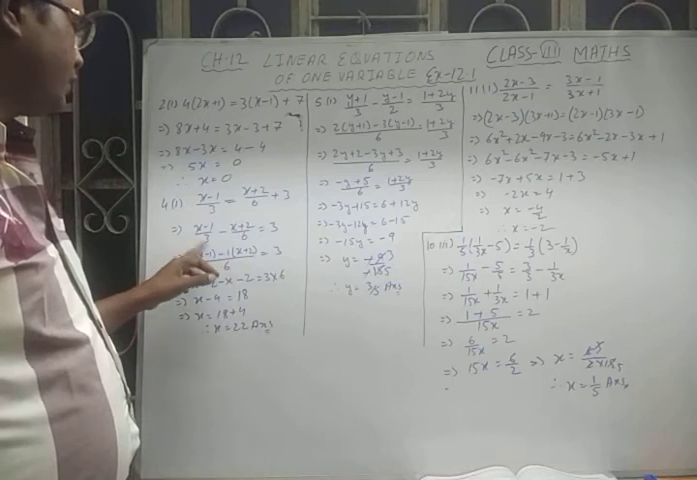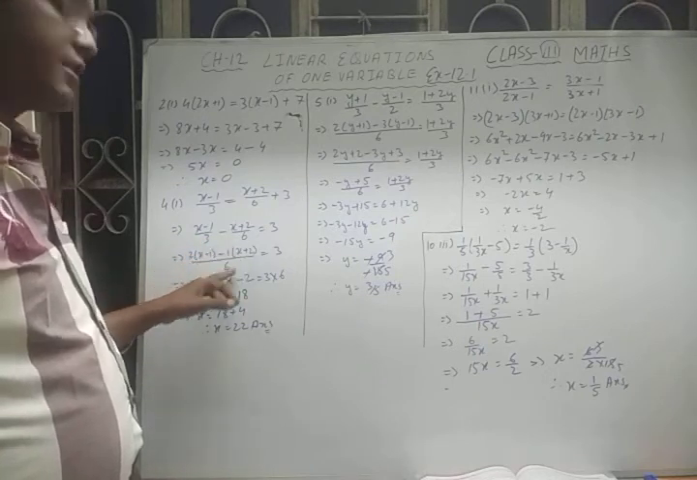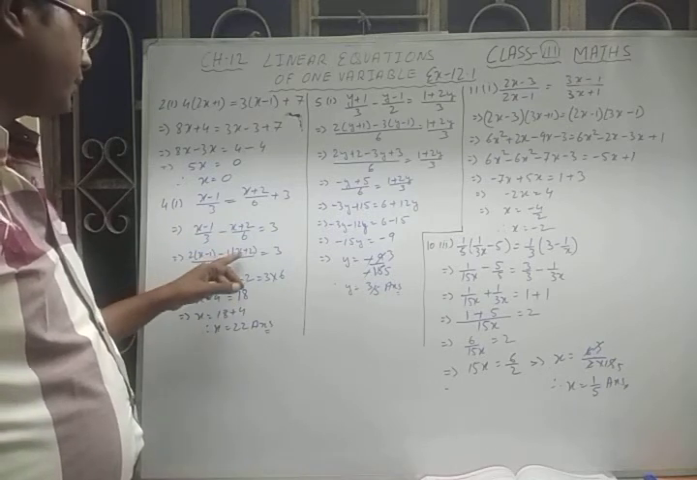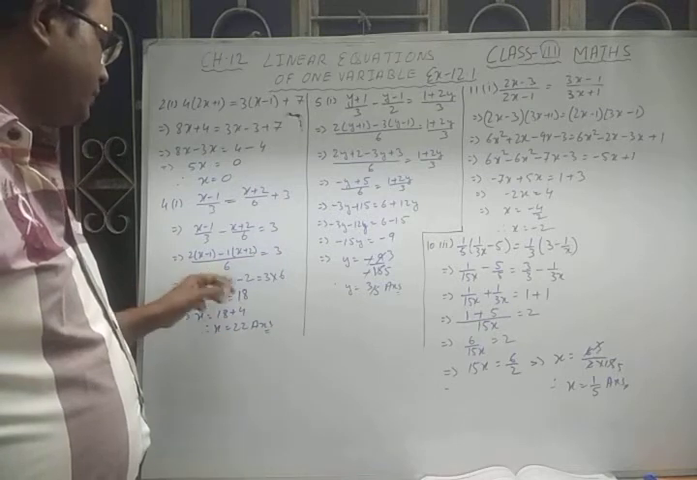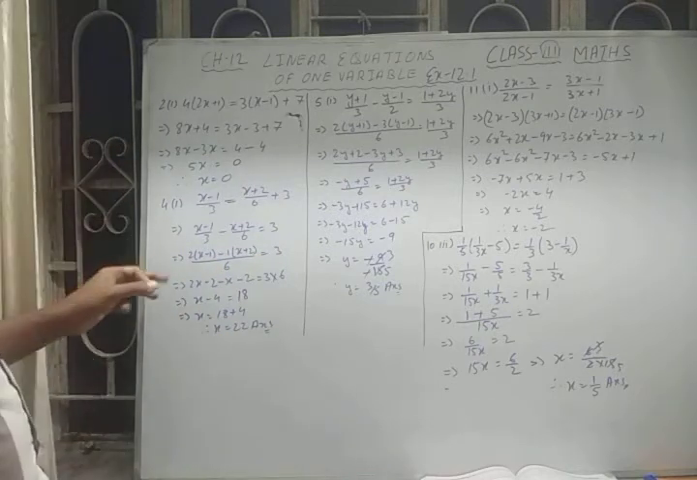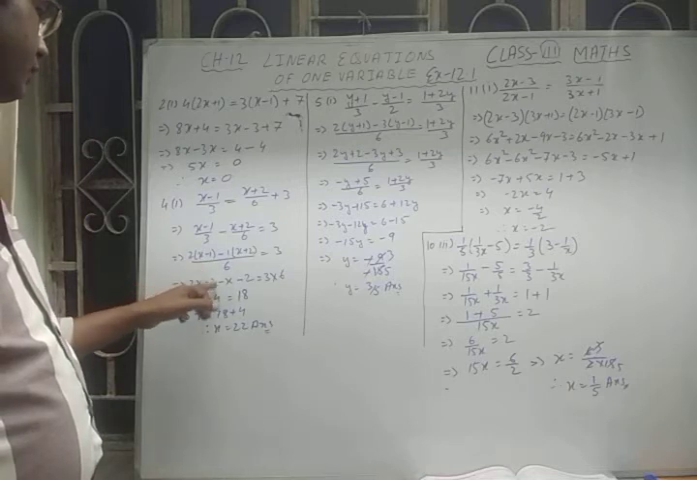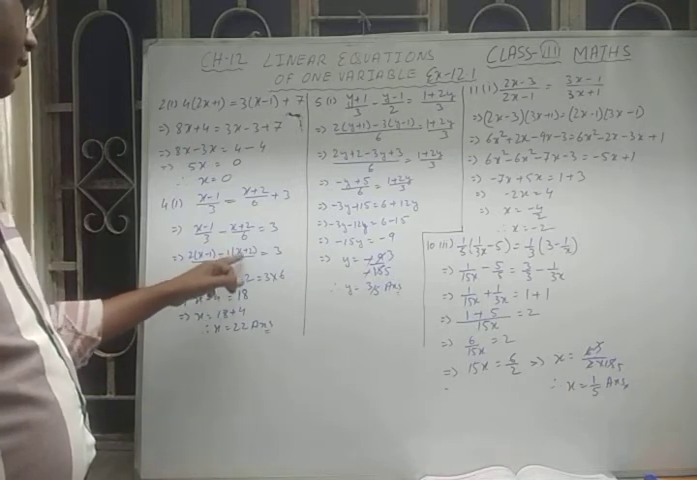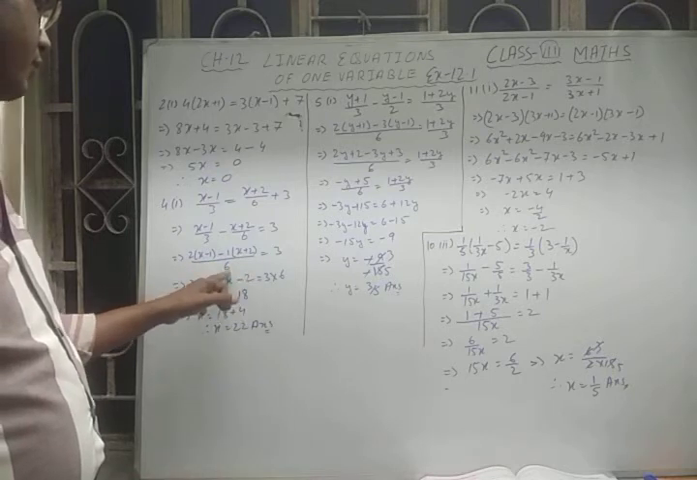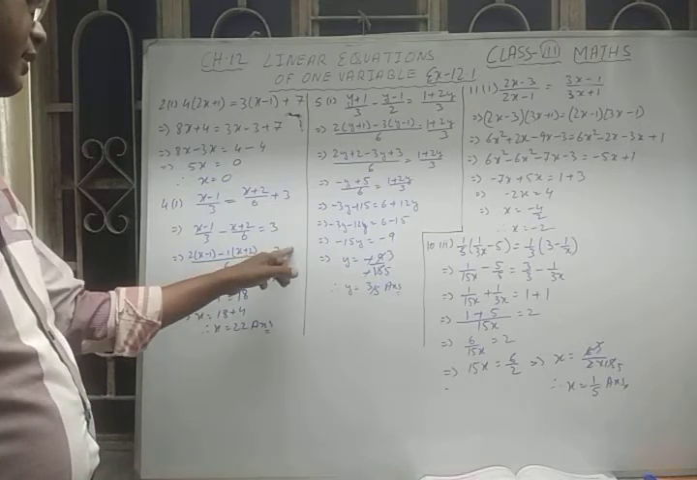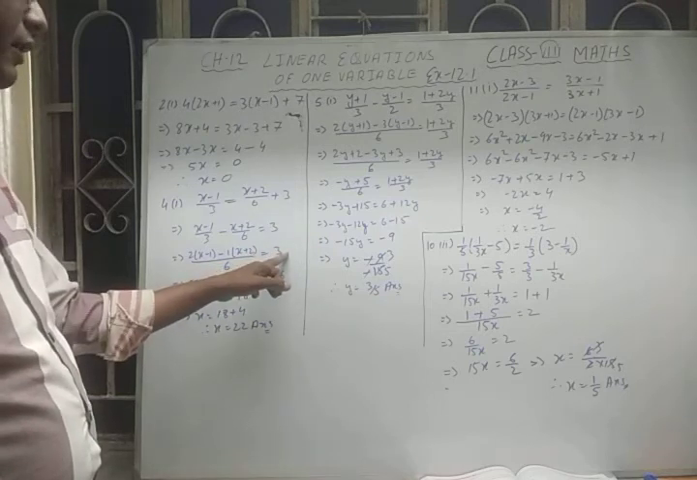So 3 2s are 6, so 2 into (x minus 1), minus 6 1s are 6, so 1 into (x plus 2), that is equal to 3 whole by 6. Now you have to multiply like this. 2 into x is 2x, minus 2 1s are 2, minus 1 into x is x, minus 1 2s are 2, is equal to, you have to take this 6 to the right hand side. Since it is in division, it will go this side and become multiplied with 3.